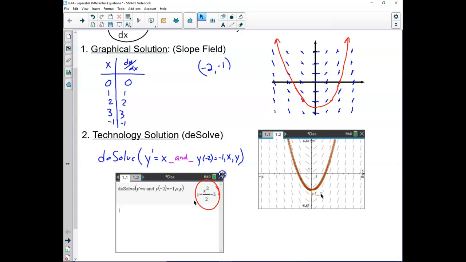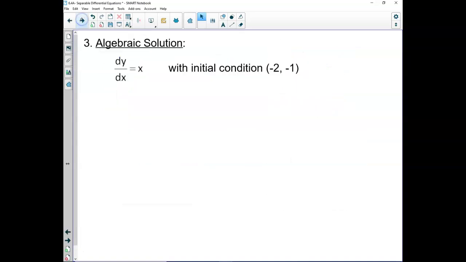Okay, so that's two ways to do it with your technology, with slope field or in solver. Next, we're coming along, we're going to get the algebraic solution. Well, we did this in 6.1, I think it's 6.1, and we did this, okay, with an initial condition.